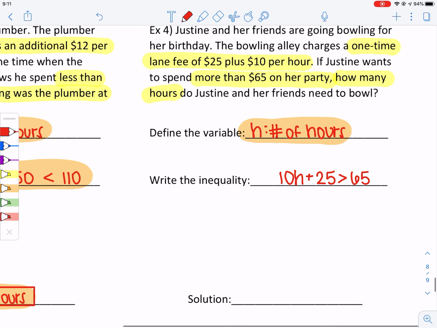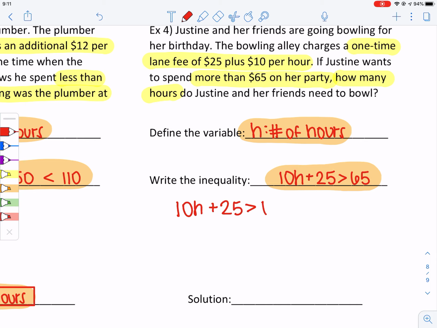Okay, so again, if you had that inequality incorrect, let's go ahead and fix it because when you solve it, you're going to need to solve this inequality in case yours was wrong. Okay, so it's $10 per hour, which is our 10H, plus the $25 lane fee. She wants this price, this amount that she's about to spend on her party, she wants that to be bigger, so greater than $65, okay? If that was wrong, go ahead and fix it on your notes, and now let's go ahead and solve it.